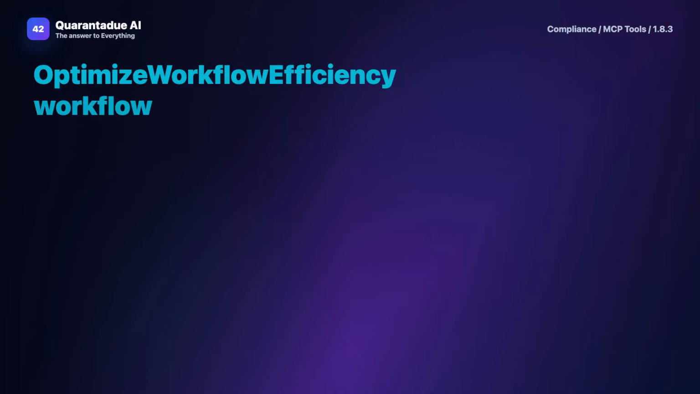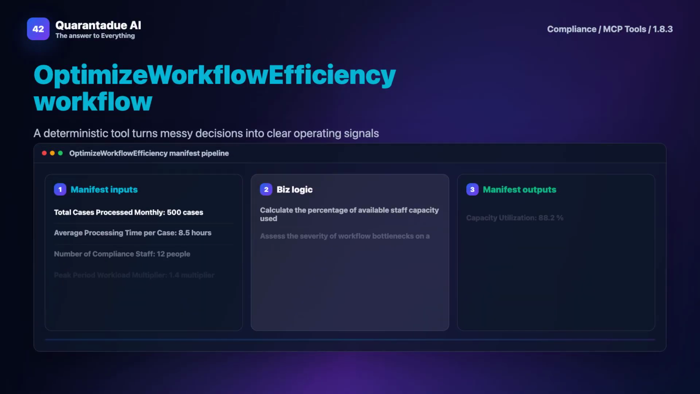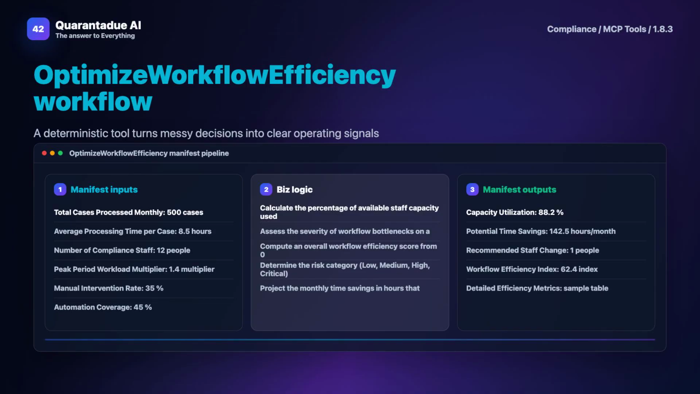Compute an overall workflow efficiency score from 0 to 100 considering the average processing time, automation coverage, and manual intervention rate, with higher scores indicating better efficiency. Determine the risk category, low, medium, high, critical, of the current backlog based on the backlog to total cases ratio and the capacity utilization level.